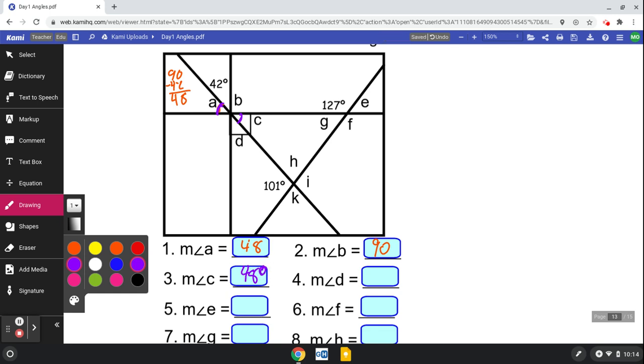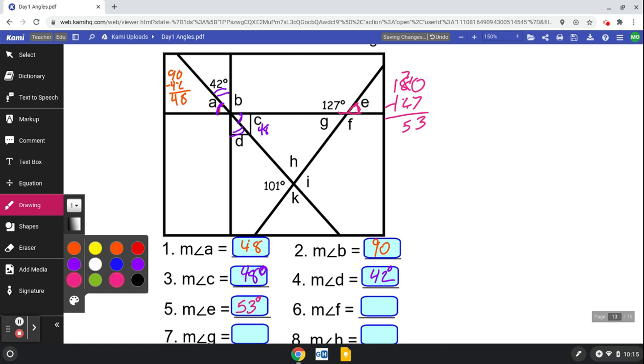For measurement of angle D, well, if I know this one is 48, and I also know that this one is vertical with that one, it's going to be 42 degrees. Number 5, where's angle E? Switch my color. Try to keep it so you're not too confused. Angle E. Well, it's a straight line, so I have to take 180 minus my 127 because that is what's adjacent to it. So 53 degrees for angle E.